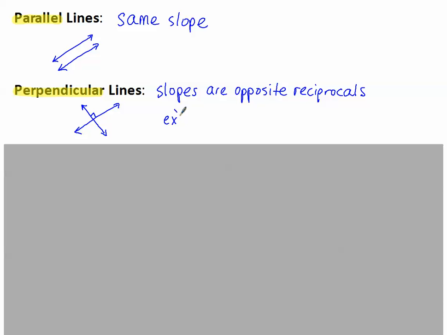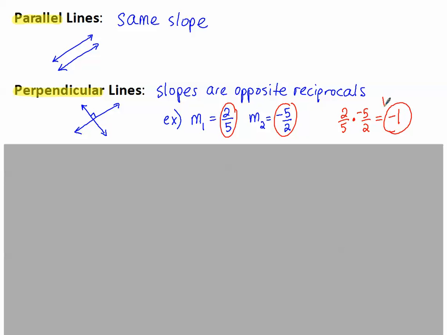For example, the slope of one line might be 2/5. The slope of the other line might be negative, that's the opposite, 5/2. That's the reciprocal, upside down. Another way to think of what the slopes are supposed to be is if I take these two slopes and multiply them. 2/5 times -5/2, they're supposed to make -1 when we multiply the slopes. So the product is always -1. When we multiply the slopes of perpendicular lines, we get -1.